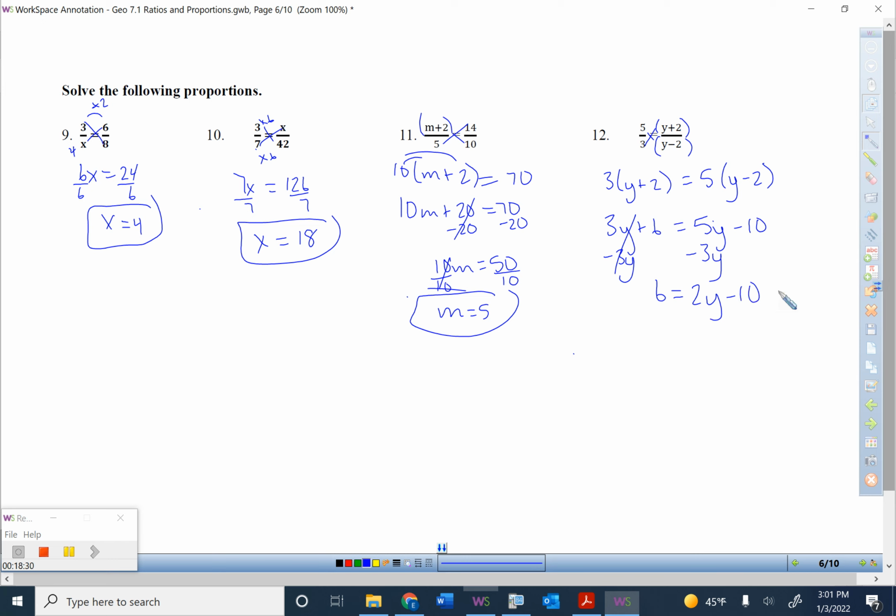Okay, then we're going to add this negative 10 to get rid of it. And we have 16 equals 2y. Dividing by 2 on both sides leaves me with y equals 8. Okay, just to show you, 8 plus 2 is 10. 8 minus 2 is 6. 10 over 6 reduces to 5 over 3. It checks out. That's the whole idea of this proportion.